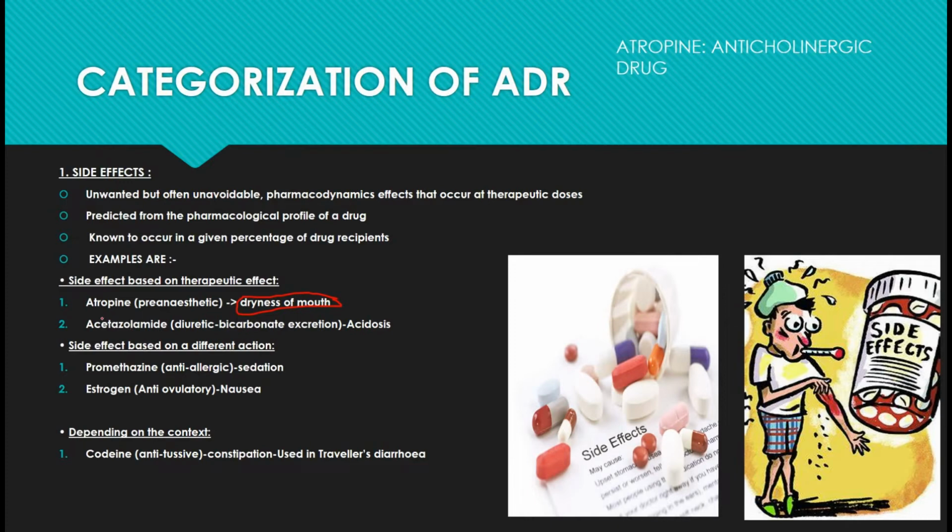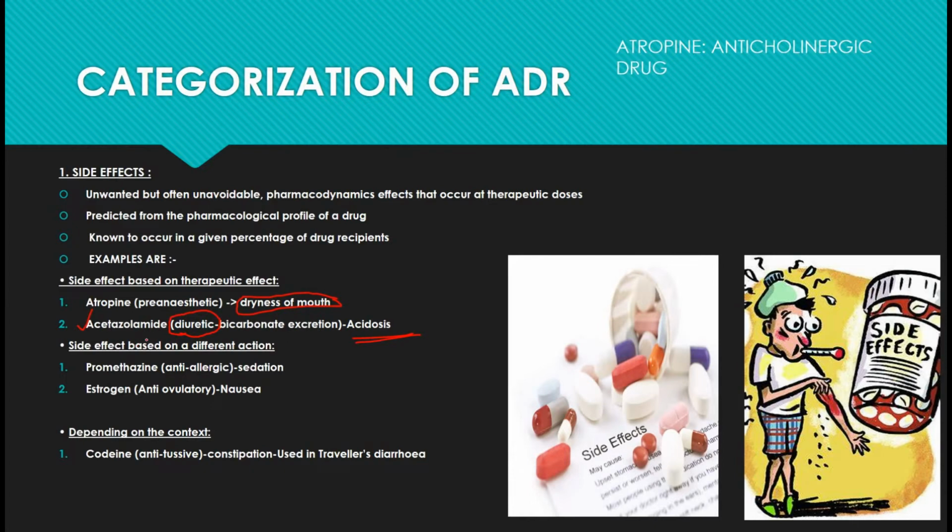Next is acetazolamide. Acetazolamide is a diuretic that causes bicarbonate excretion, meaning it is used as a diuretic drug, where diuresis means it prevents water loss. Okay. So what happens here? It causes acidosis. Acidosis is the side effect of acetazolamide.